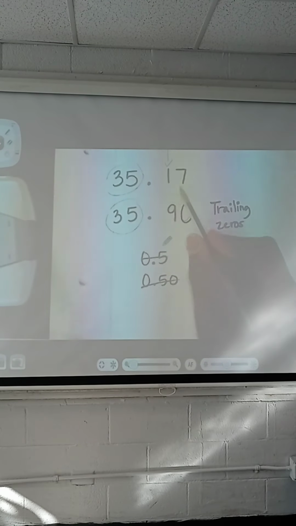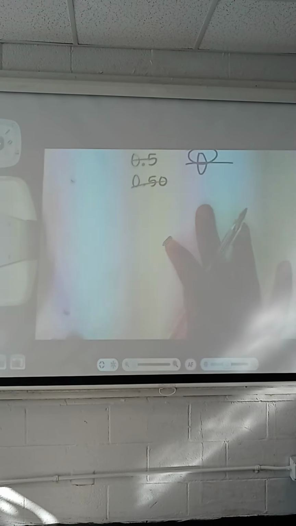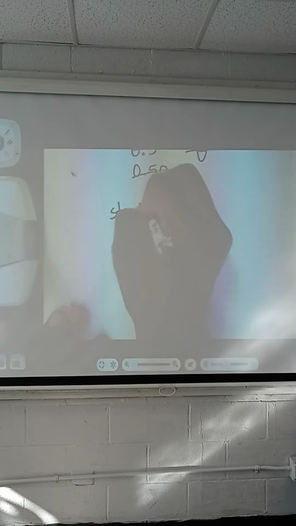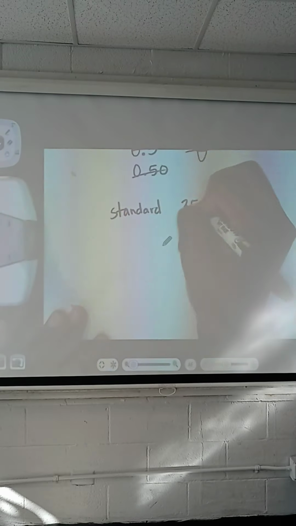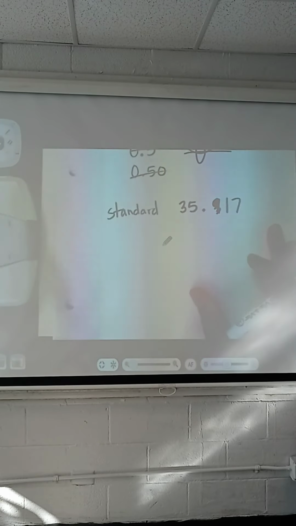So this is my larger number right here. Now let's model that number. We're gonna model it in standard form. So standard form is gonna be 35 and 9 tenths. I'm sorry, I'm gonna do the first one, 35 and 17 hundredths.